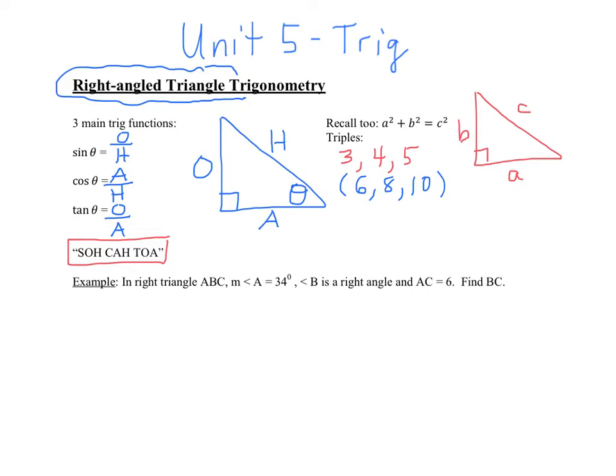Okay. Three other ones that are popular. We have 5, 12, 13. Be on the lookout for that. 8, 15, 17, and 7, 24, 25. Okay, so if you recognize these four triples, and again I'm not counting the 6, 8, 10 one because that's really a 3, 4, 5 camouflaged, if you recognize those, it saves you some time. Okay, so let's check out an example here.